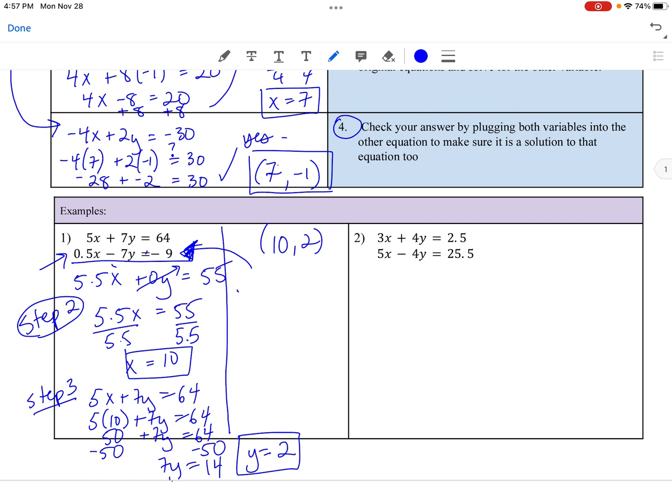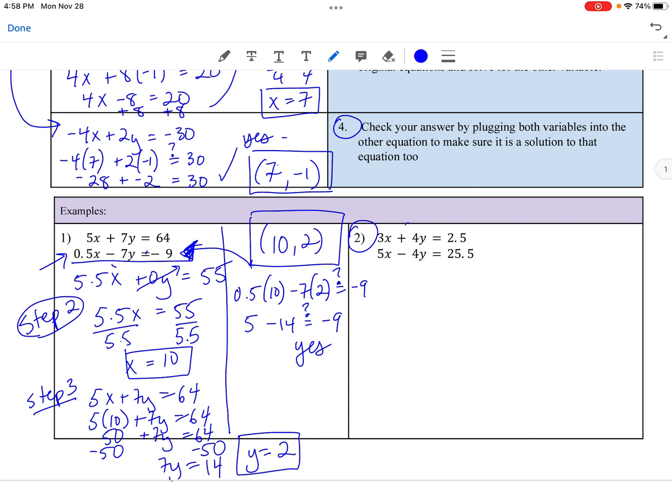So that will be 0.5 times our x minus 7 times our y. Is it true that that equals -9? Well, let's see, that would be 5 minus 14. Is 5 minus 14 equal to -9? Yes, it is. So we can be confident that our answer is correct. All right, you're going to try this one now on your own.